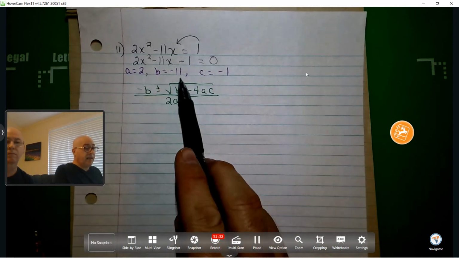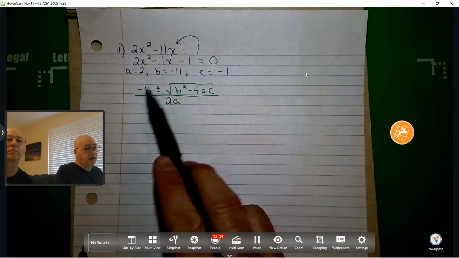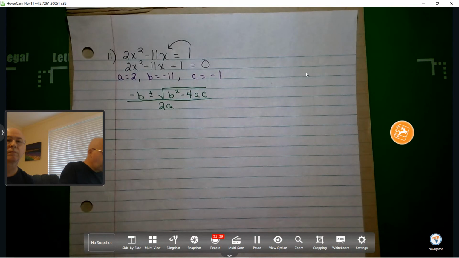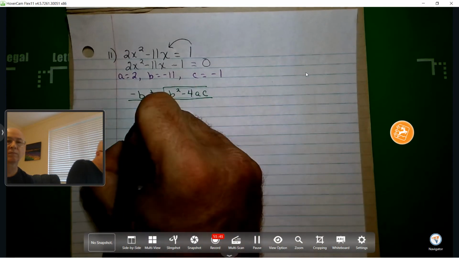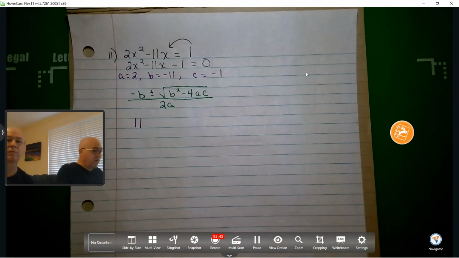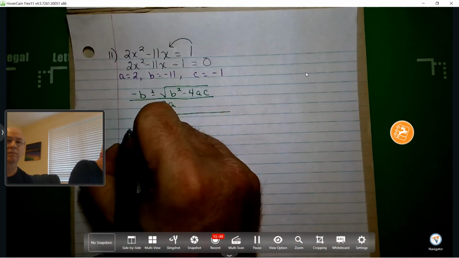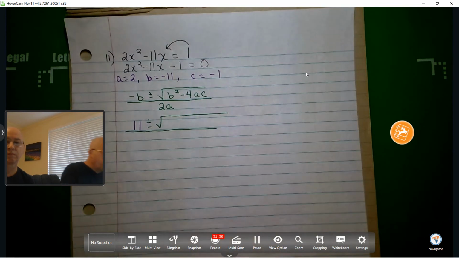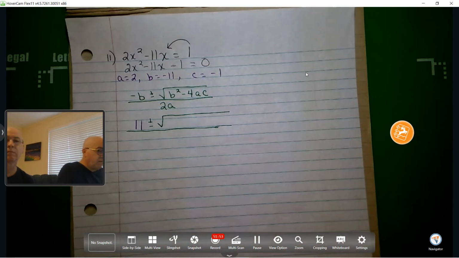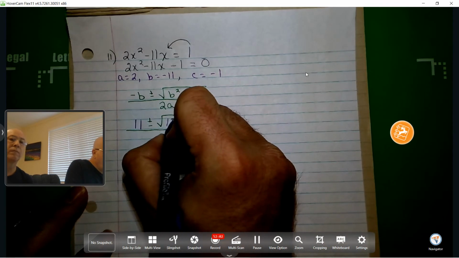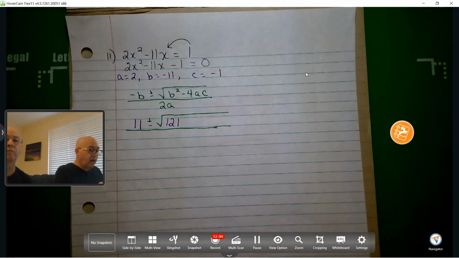So b is negative 11, so we have a green negative and a purple negative. Negative is positive. So change the sign on b. Plus or minus the square root. Okay, b squared, negative 11 times negative 11. I would write that as just 121. If you can't do that in your head, just punch it in your calculator.